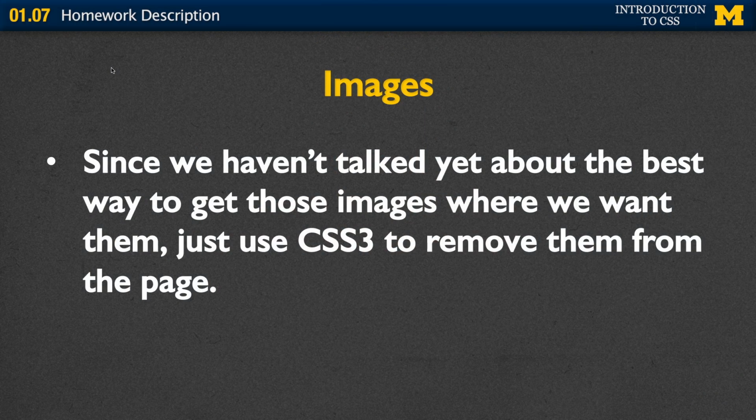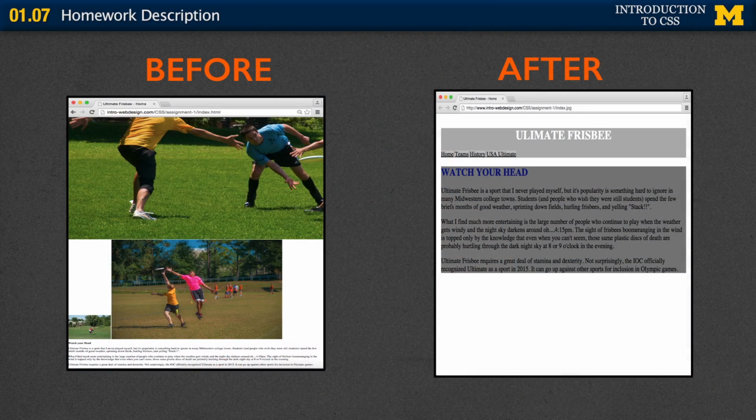Finally, the last thing that really messes up our initial HTML page example is these huge pictures that just get in the way. So for right now, since we haven't talked about the best way to style images, I want you to just remove them from the page. But remember, this might be the trickiest part of the whole assignment because I don't want you to change the HTML. I want those pictures to be there. I just want you to use CSS3 to remove them from the page. So I hope between looking through this example and going online and looking at my before and after shots that you'll be able to do this homework assignment.